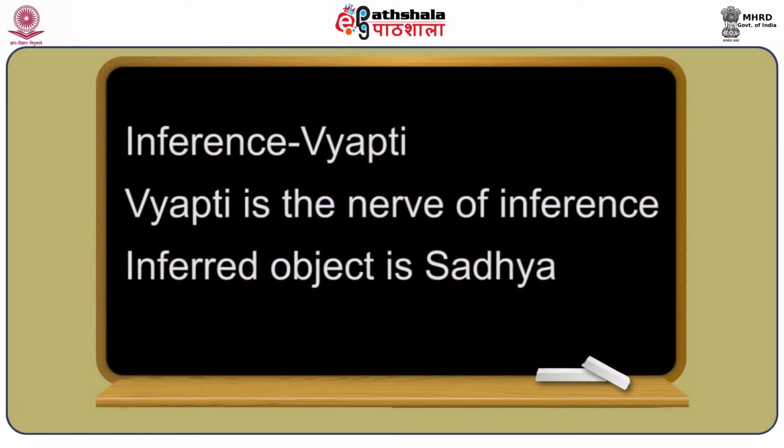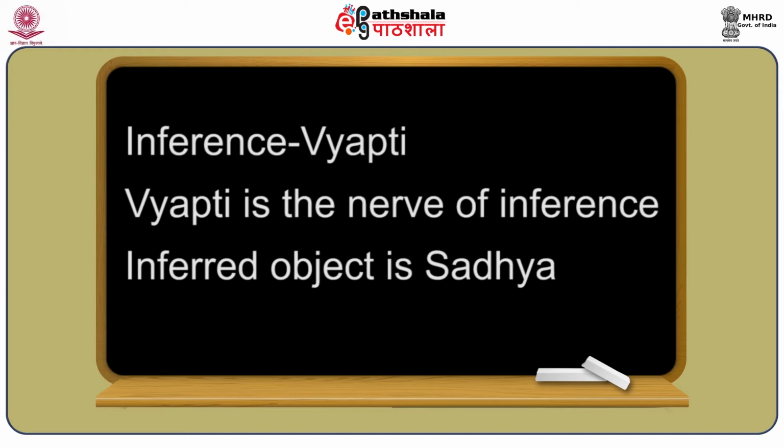Now, when we look at inference, what holds importance is something called Vyapti. What is Vyapti? Vyapti is the inseparable connection. It is the nerve of inference. Inference is the knowledge of objects through the apprehension or understanding of some mark, also called a link. This mark is invariably related to the inferred object.